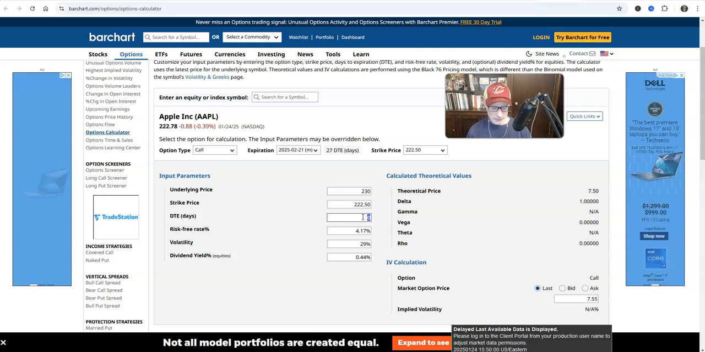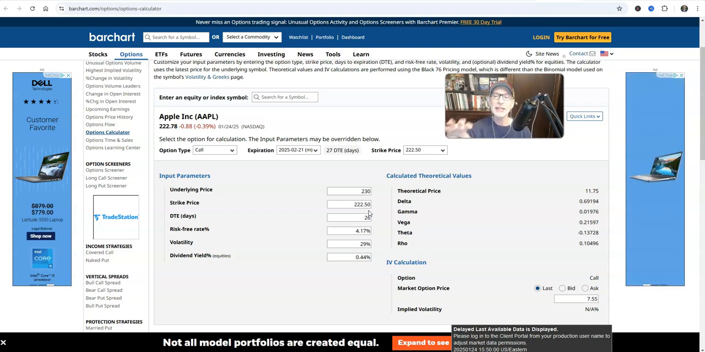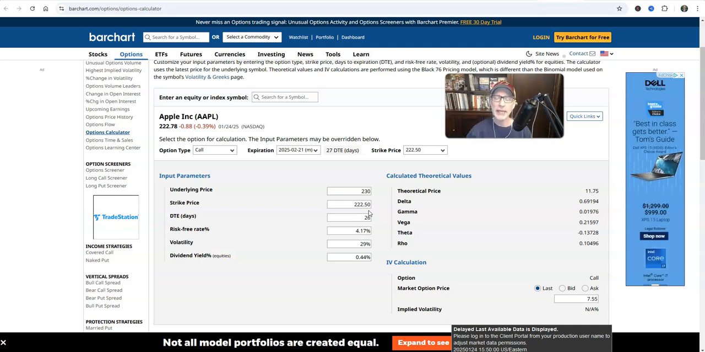Now, let's look at what happens if we had it at 28 days. Let's see what happens if Apple rallies up to 230 with 26 days left. So Apple jumped very quickly from the time that you bought it. Now you can see the call value is worth $11.75. So if you bought it for $7.60, now you can sell it for $11.75. That's because Apple rallied very quickly in the first 2 days after you bought it. So speed is the key here. You have to figure out how quickly can Apple move from point A to point B.